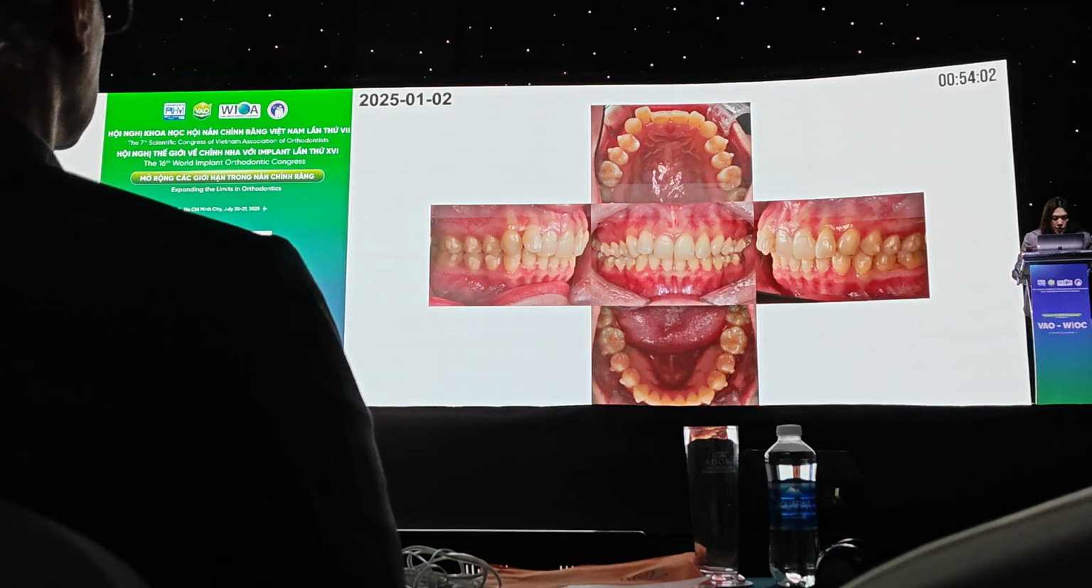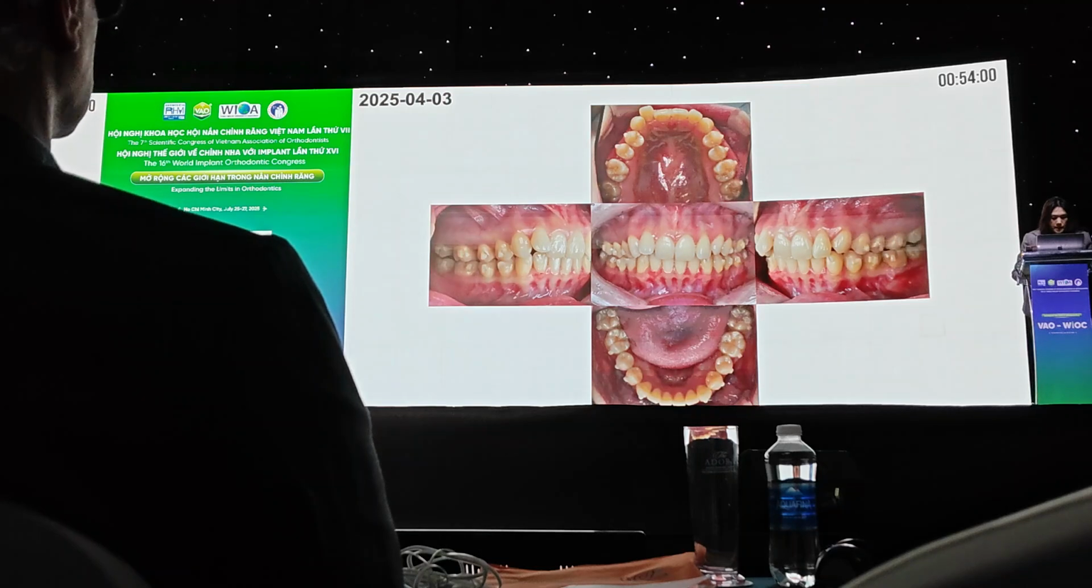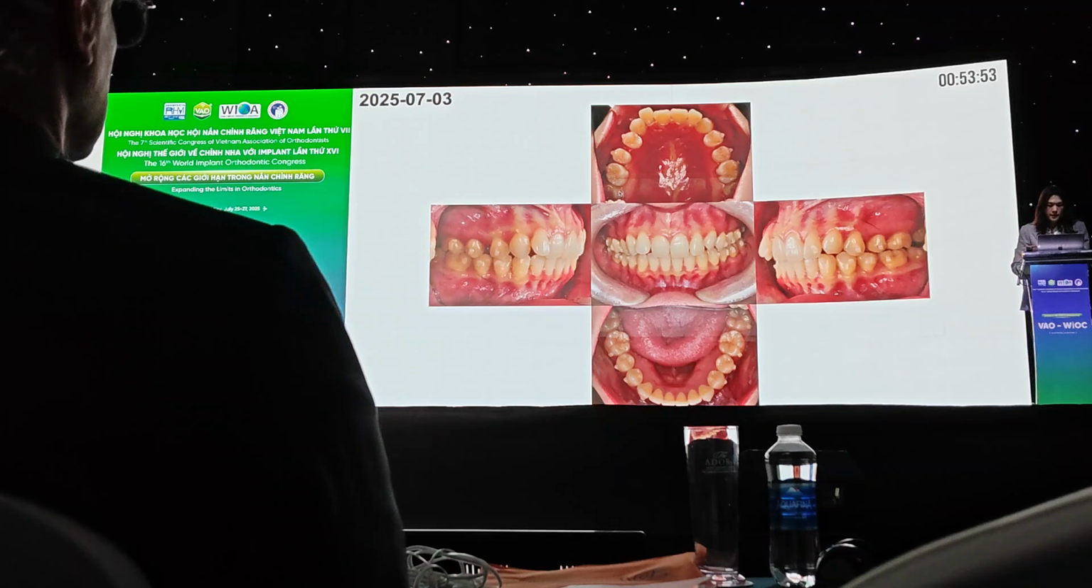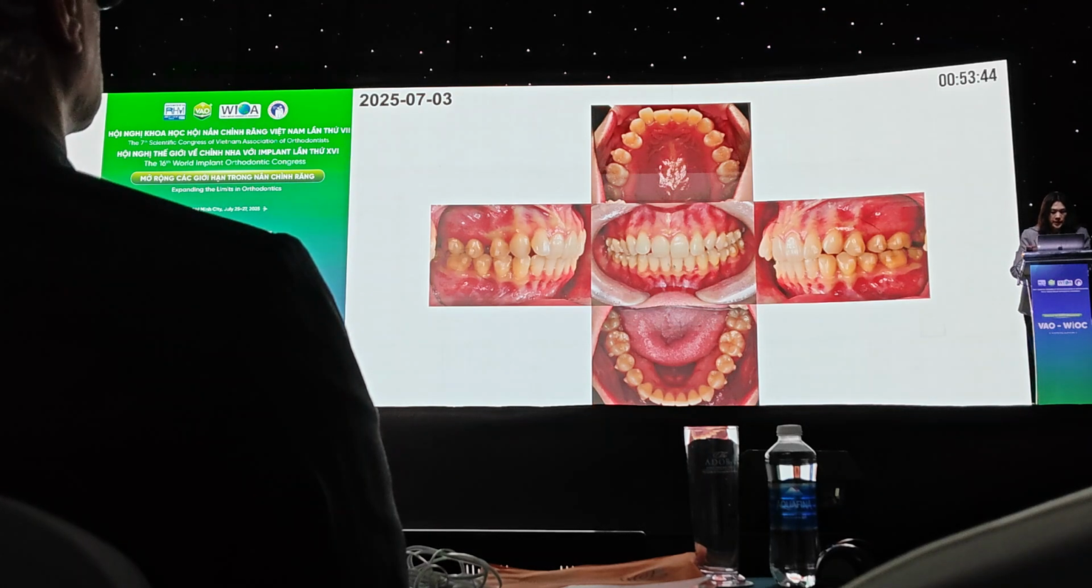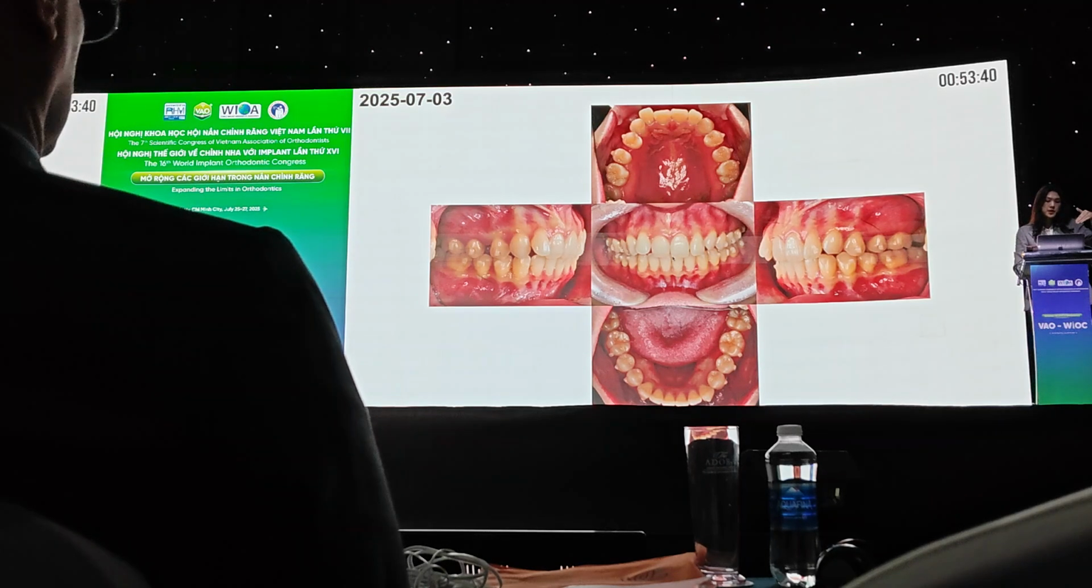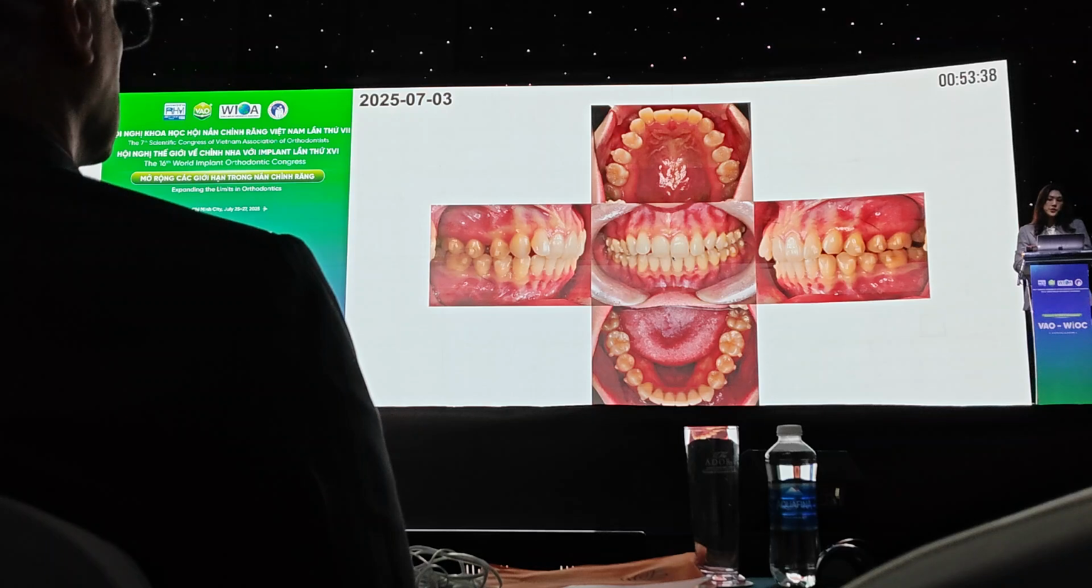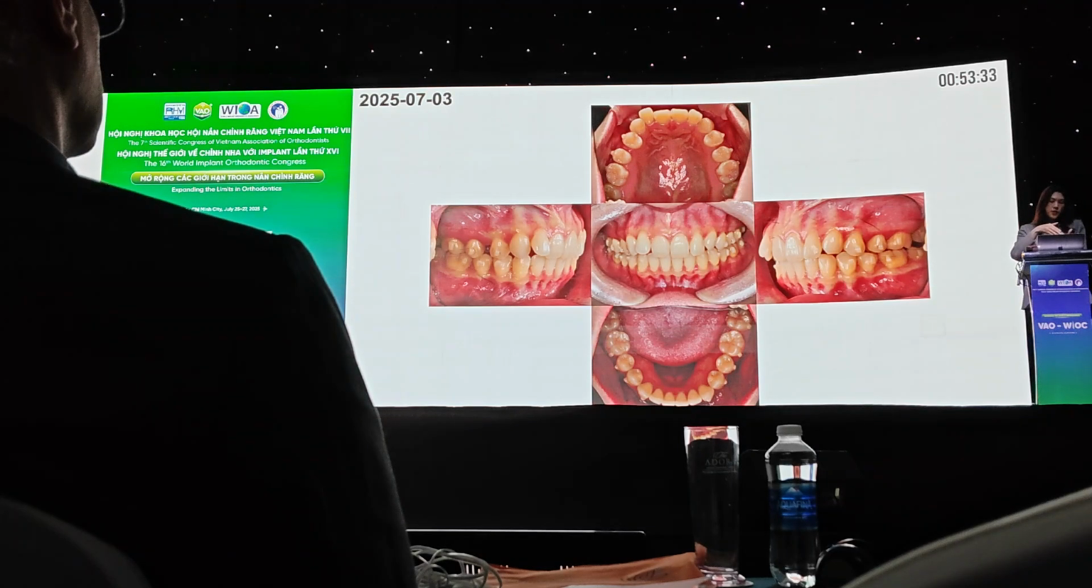So let me show you how the case went. So we are distalizing. You can see that her premolars are distalized. Distalized very well. Now her molars touch. And you can also see that at the same time her upper incisors are controlled because of the reaction force. And also because her incisors are corrected, the overbite, the deep bite is corrected also.